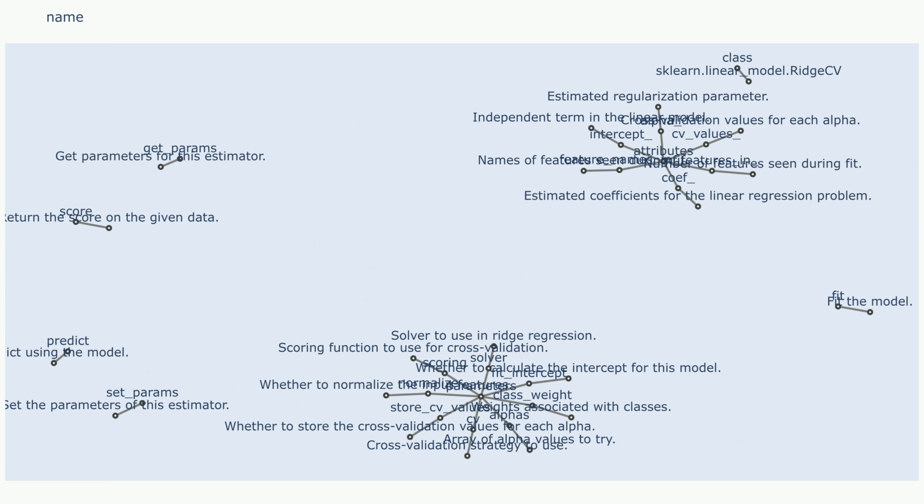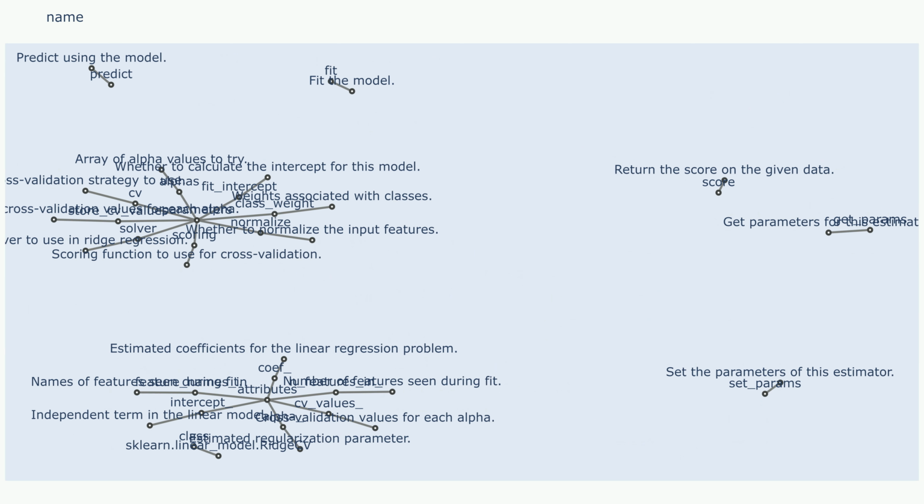fit_intercept determines whether the model should calculate an intercept term. Default: True, generally recommended unless you are certain your data needs no intercept. normalize indicates whether to normalize input features before fitting the model. Default: False. Normalization might be beneficial if features have vastly different scales.